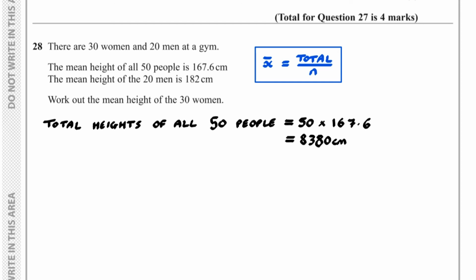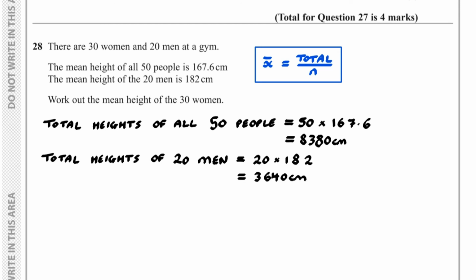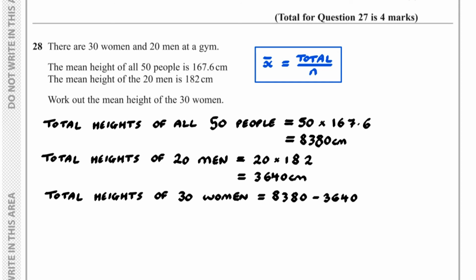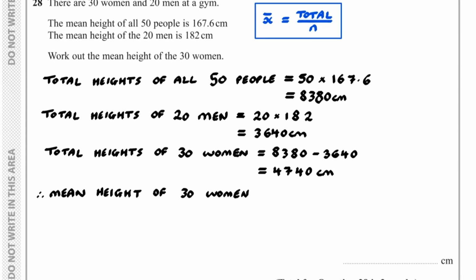167.6, which is 8,380 centimeters. The total height of the 20 men, we've got 20 multiplied by 182, which is 3,640 centimeters. So the total height of the 30 women, we've got 8,380 centimeters, subtract the 3,640 centimeters, which is 4,740 centimeters. So therefore, to work out the mean, we need to do the total divided by n. So we've got 4,740 divided by 30, which is 158. So the mean height of the 30 women is 158 centimeters.